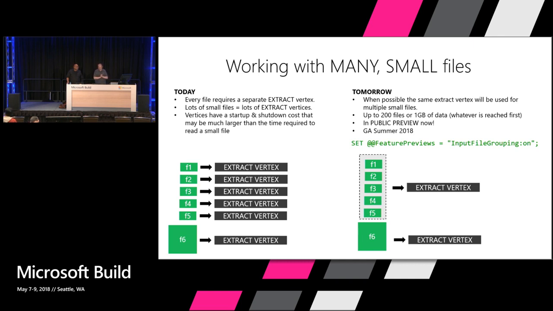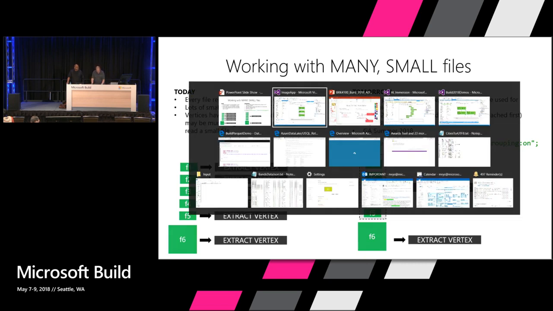So we have added, currently in preview, a feature called input file grouping, and I will show you that in a minute, where the job manager and the optimizer collaborate to figure out how many files it should pack into a vertex. So it will try to pack up to 200 files and up to about a gigabyte of data, whatever comes first, into a vertex. It actually sometimes packs less because there's other stuff that obviously goes into a vertex, so it tries to balance that. And at that point in time, you actually now have a much better resource utilization. So let me show you that in an example.